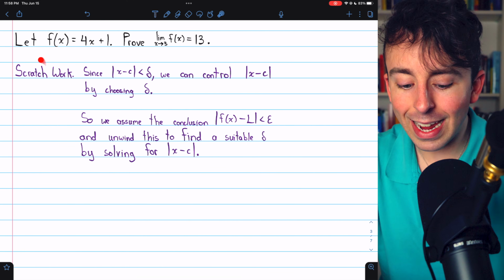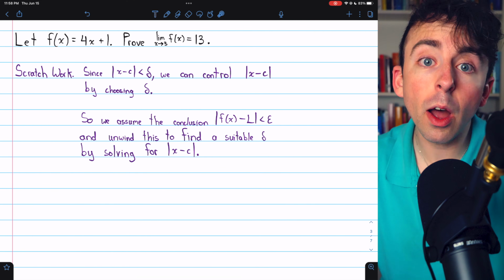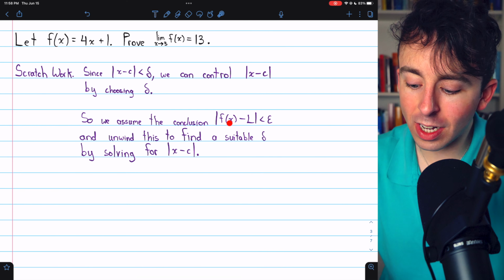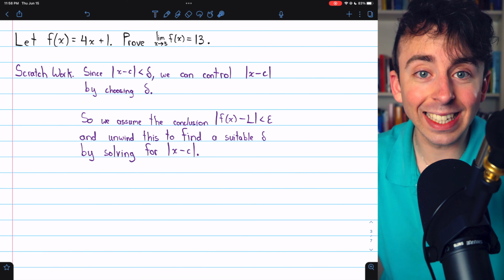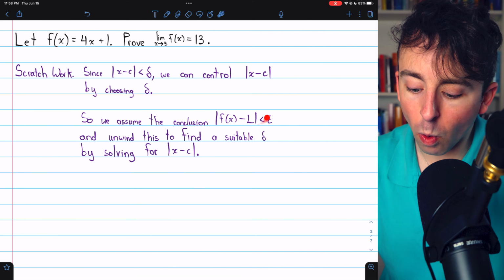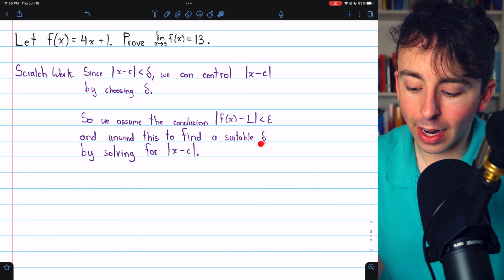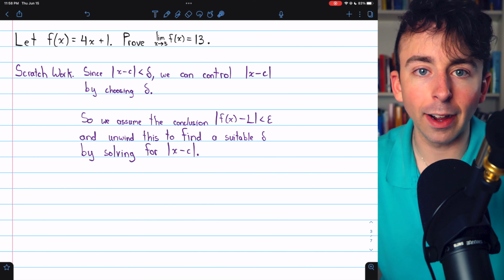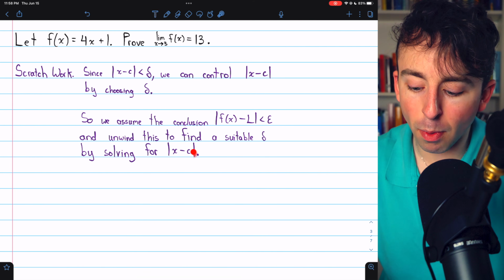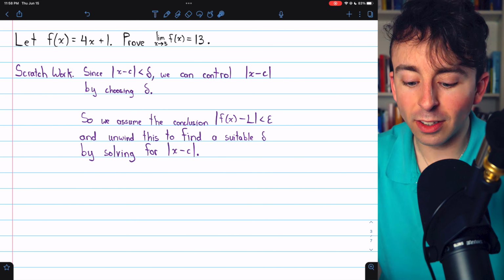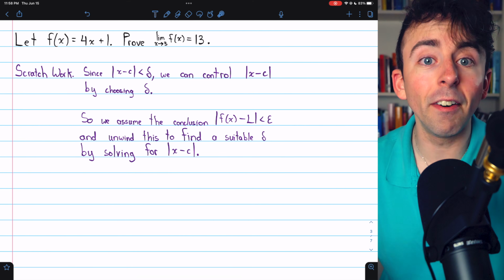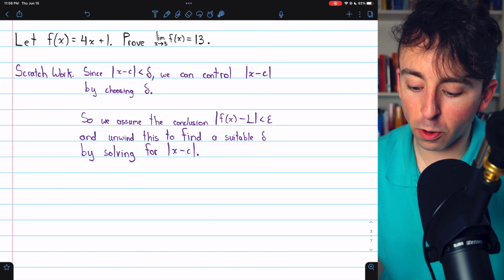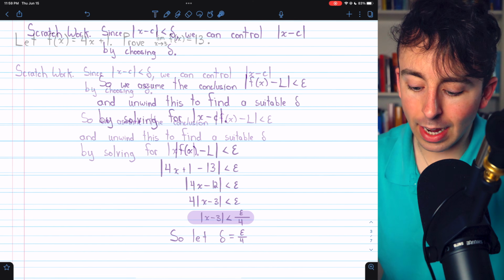So the process we take in the scratch work to figure out how we will write the proof is to assume our desired conclusion, that the function is within epsilon of the alleged limit L, and to unwind this inequality in order to find a suitable value for delta by solving for the absolute value of x minus c. We can make that as small as we want by choosing the right delta. So this scratch work is the process of figuring out how small we need to make this absolute value in order to get our desired conclusion. And here is that work.